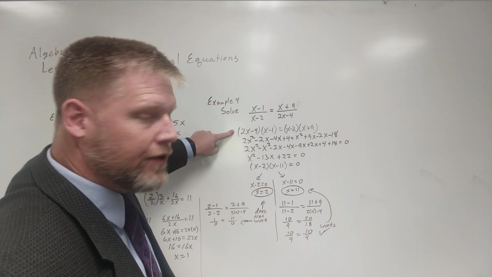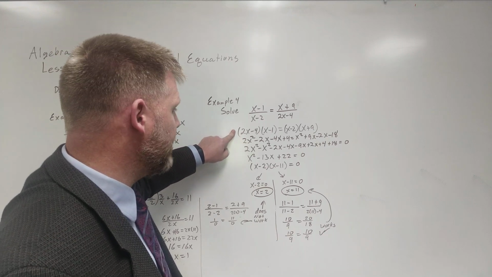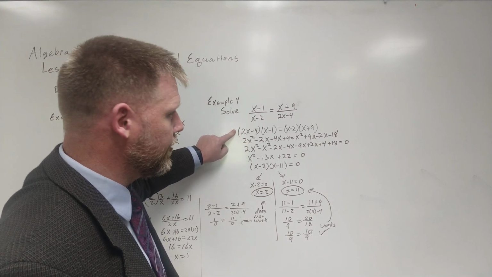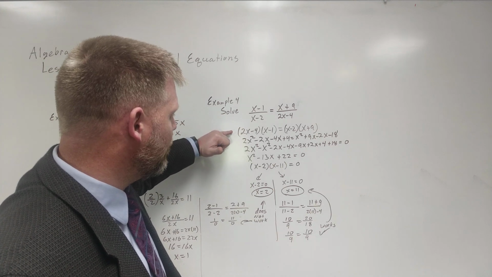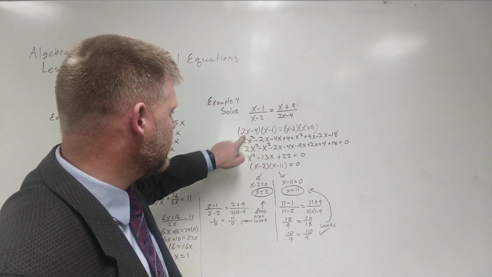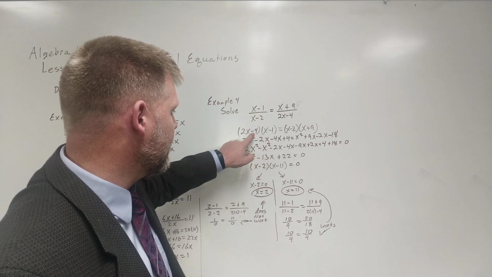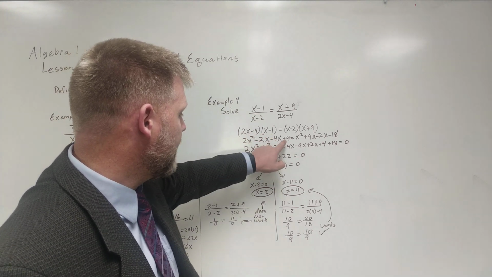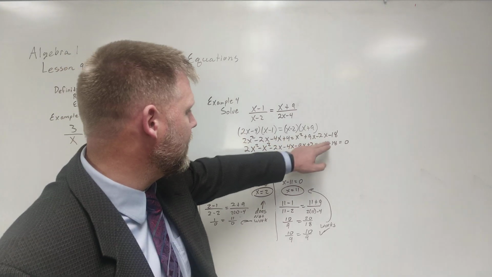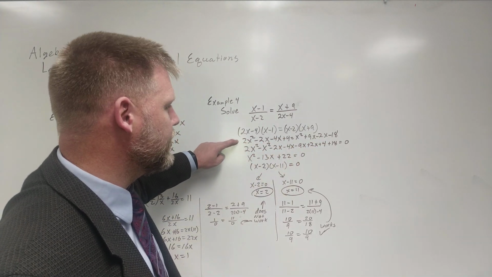Now I need to FOIL, and this is where a lot of people would stop. Oh, this is too hard. This isn't hard, we can handle this, all we're going to do is FOIL. So 2x times x is 2x squared, 2x times negative 1 is negative 2x, negative 4 times x is negative 4x, negative 4 times negative 1 is positive 4. And I do the same thing on both sides. That gives me this equation here.